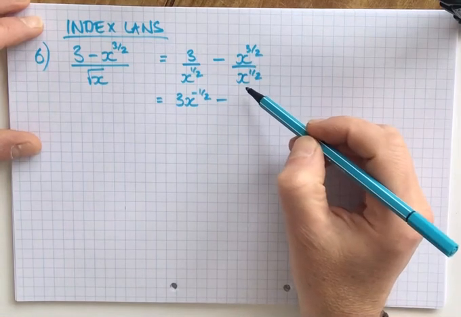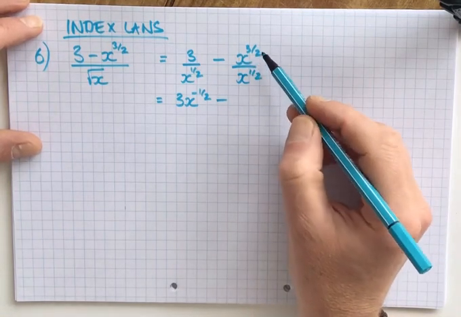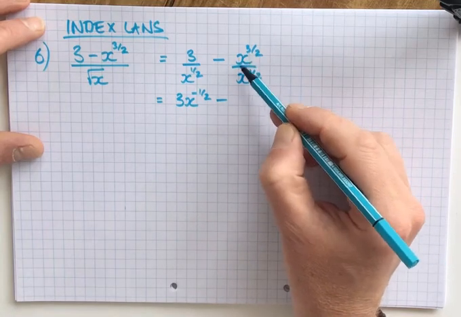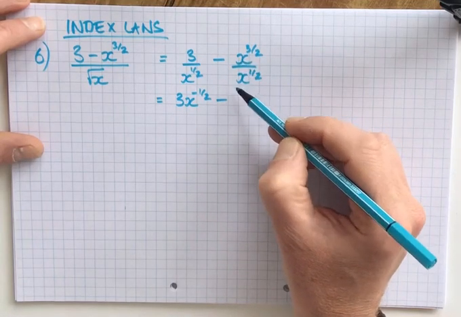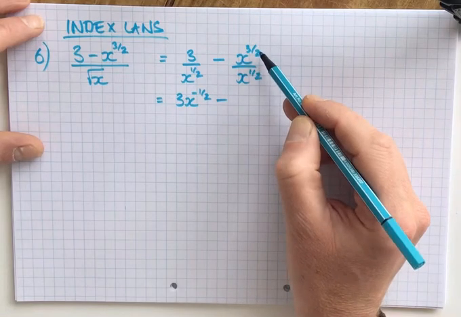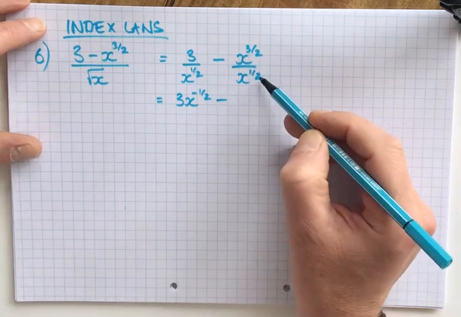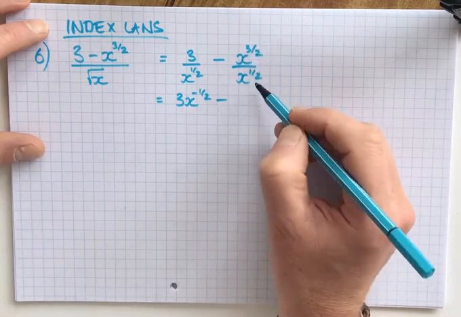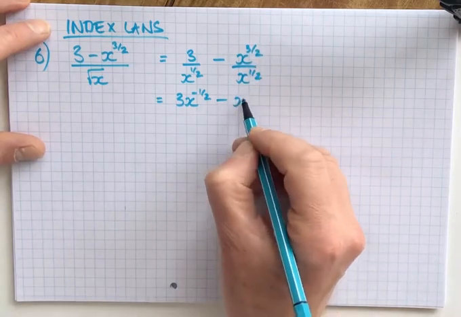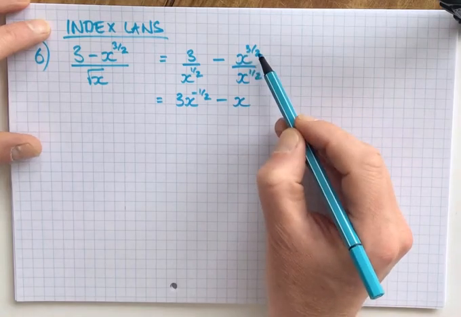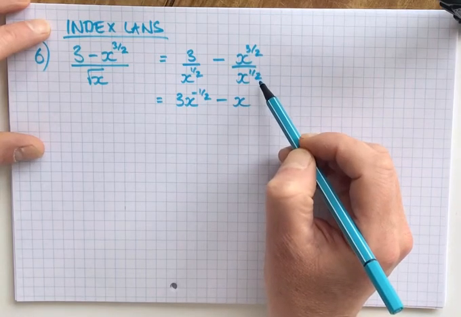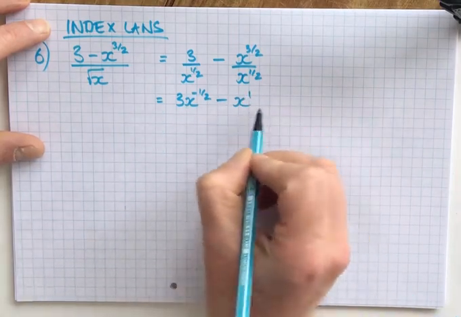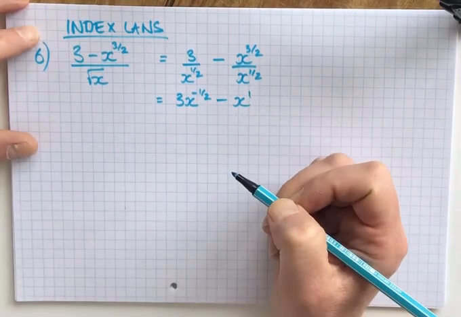And also the second rule of indices, which you probably did in about year 9: if you're dividing two numbers with powers and the base number is the same, in this case x, so x to the 3 over 2 divided by x to the half, when you're dividing, you may remember that you take away the powers. So we need to do 3 over 2 take away 1 over 2, which is 2 over 2, which we'll just write as a 1. That is how you do question 6.